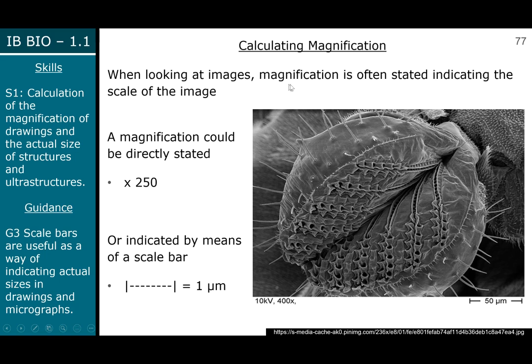So when looking at images, magnification is often stated, indicating the scale of the image. It could be stated directly, like 250. Here is a fly's face, and you can see 400x. It was magnified 400 times, and it also has a scale bar here. So it can be one or the other, or it could be both. The magnification number and the scale bar are related, and you can use those numbers in an algebraic equation to figure out total magnification if you have one but not the other.